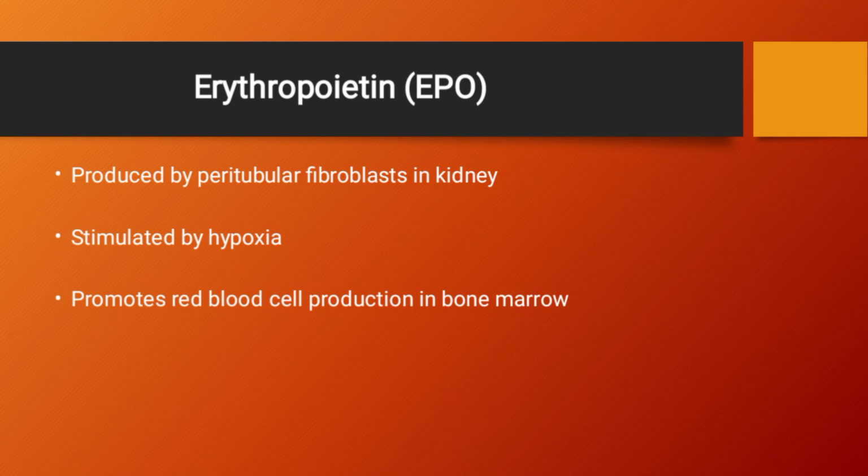Then next hormone is erythropoietin. Although not directly involved in filtration or reabsorption in the kidneys, erythropoietin is a critical renal hormone. It is released in response to hypoxia and stimulates red blood cell production in the bone marrow. This enhances oxygen delivery to the tissues and is impaired in chronic kidney disease, leading to the anemia of chronic disease.